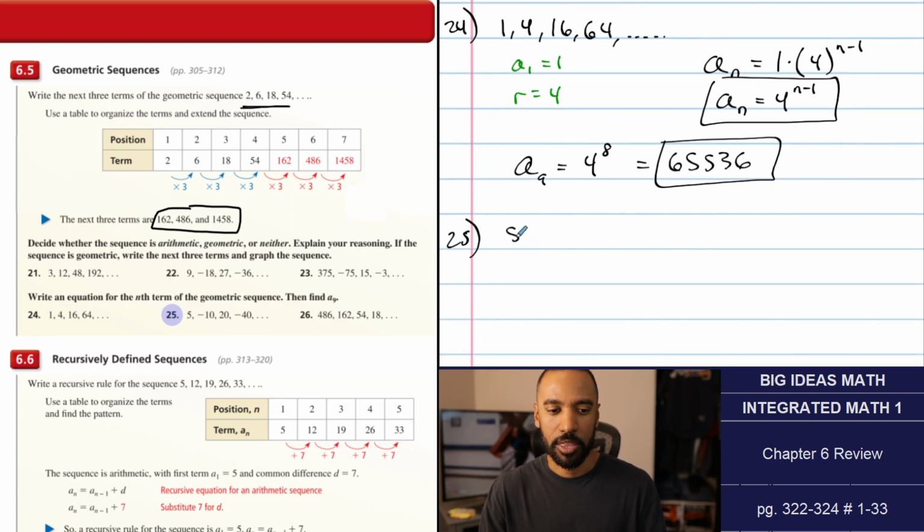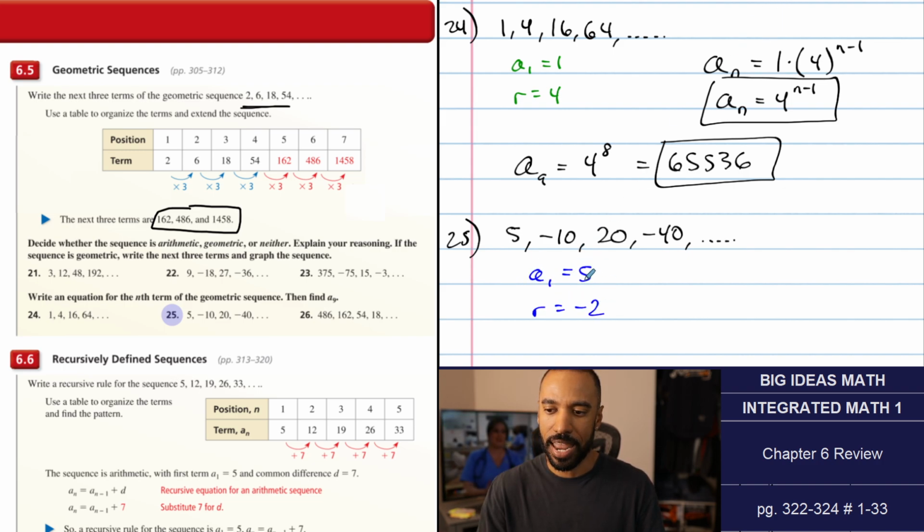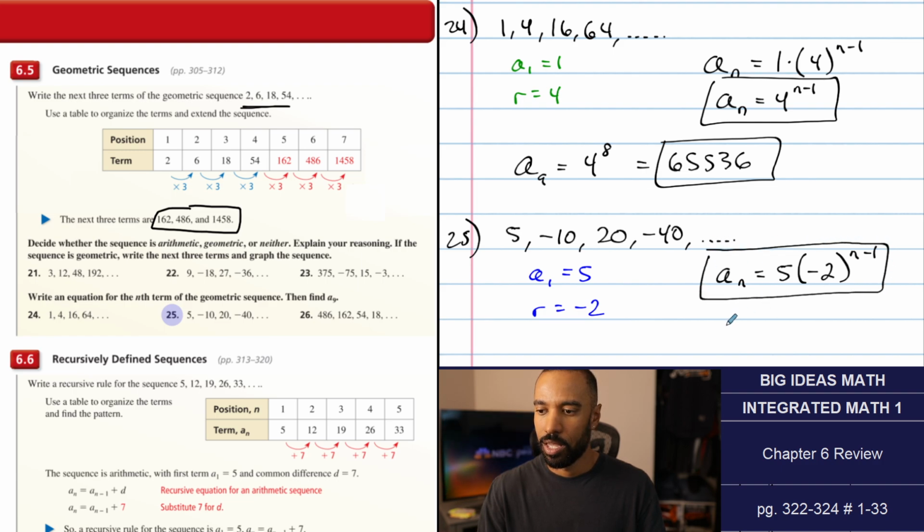Number 25, and by the way, all these are geometric sequences. We don't have to bother testing whether it is, so once I know the common ratio, I'm all good to go. This one has an a value, or a sub 1, I should say, of 5 and a common ratio of -2. So we're multiplying by -2 each time. So this one has a rule, a sub n equals 5 times, use parentheses, -2 to the n minus 1 power, like so. To find a sub 9, we're going to do 5 times -2 to the 8th power.